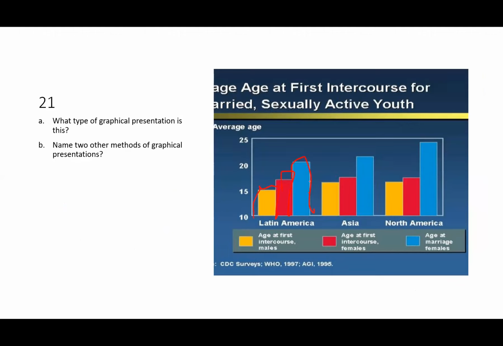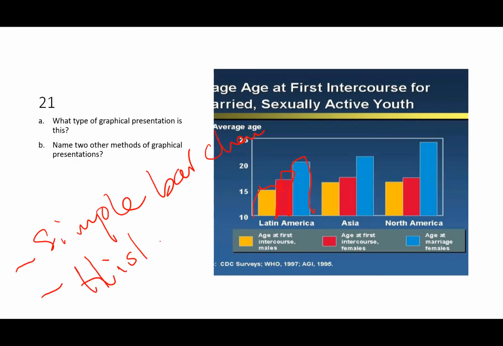Name two other methods of graphical representation aside from bar charts, which could be simple, compound, composite. There is a histogram. There is a simple bar chart. Another graphical representation is the histogram. In a histogram, you know it's continuous. There are no spaces.